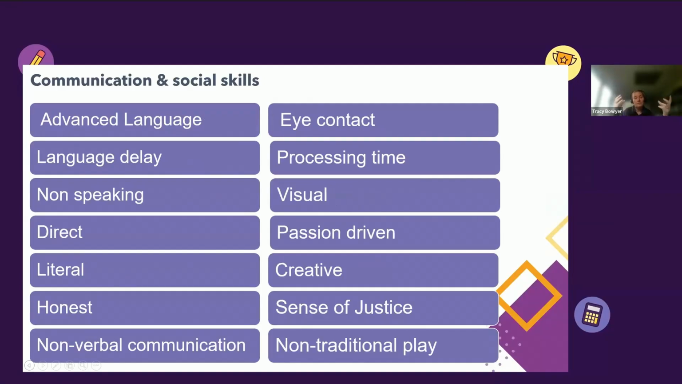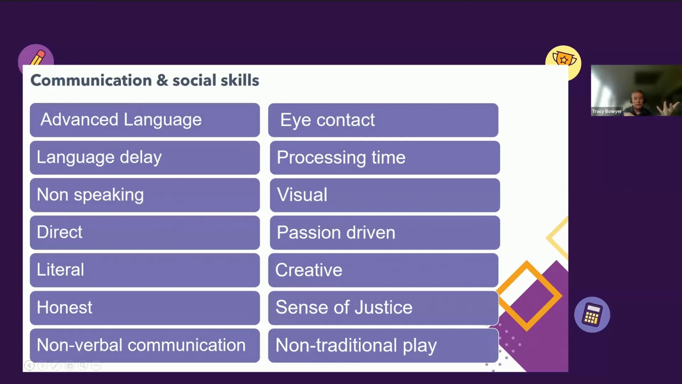So we might see for some young people that they've got advanced language. They might develop language skills quite early and have a really strong vocabulary or ability to speak in detail about quite complex topics, might be really articulate, but then may well struggle, for example, with the more social aspects of conversation. So thinking about things like back and forth exchanges, reading social cues, for example.